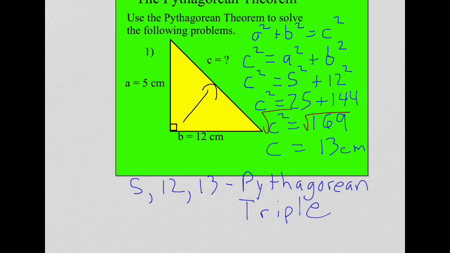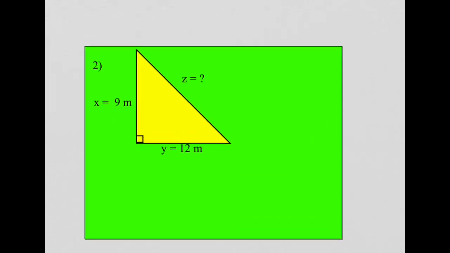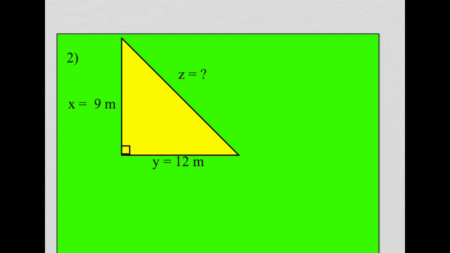Let's do a couple more. I'm going to flip forward. See, this time the triangle has different side names. It doesn't matter, right? The Pythagorean theorem says I take the square of the legs. So this leg is 9 and this leg is 12, or it's also known as x and y. And then the side opposite the right angle is the hypotenuse, z.